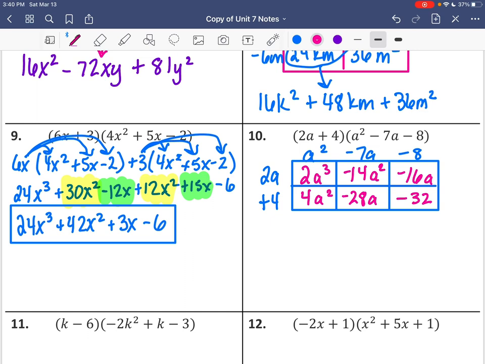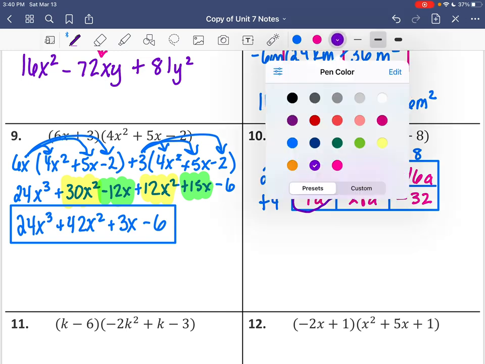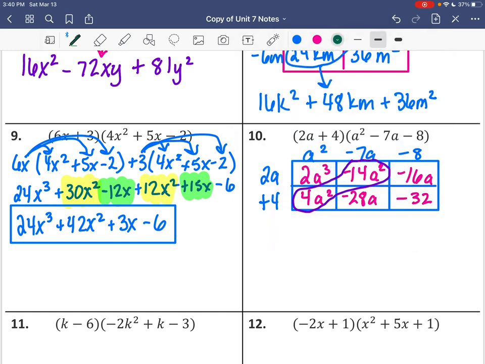Now on this one, you still are going to have to look for pairs, but it's different this time because we have a diagonal for a squared pair, and then we also are going to have a diagonal for a, so a pair of a's as well. So we have a pair of a squareds and a pair of a's. So you're going to have 2a to the third comes first. So always start up here in this corner. That's the one you want to start with.